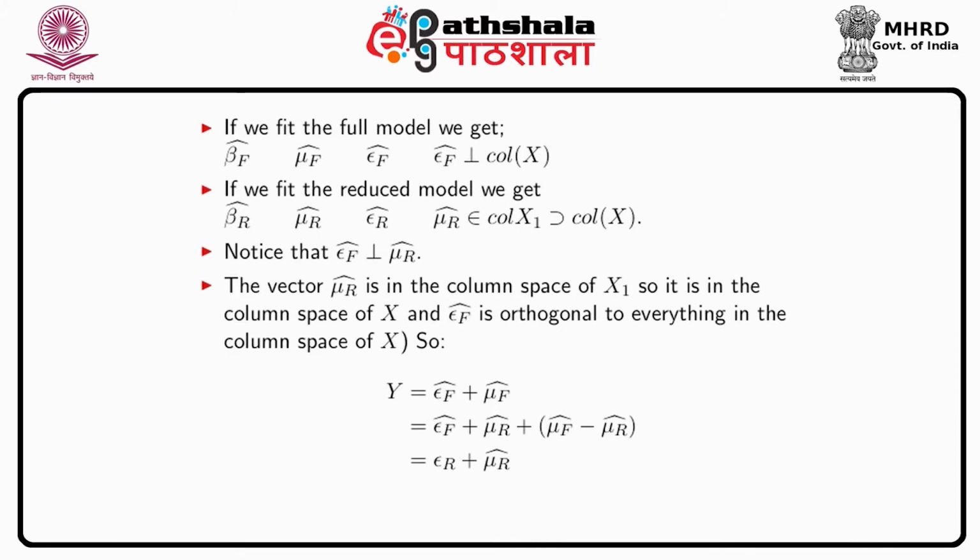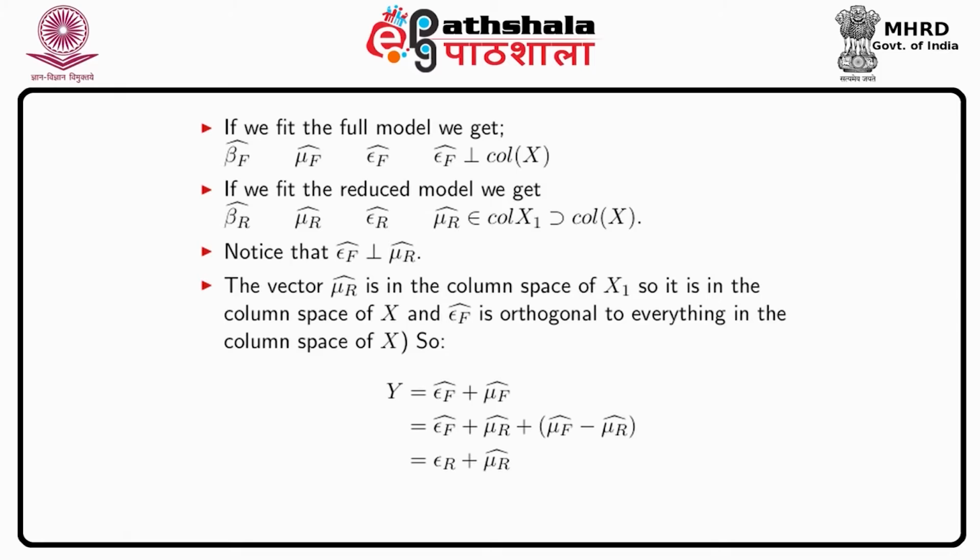If we fit the full model, we get the coefficients b f hat, mu f hat and epsilon f hat, where epsilon f hat is perpendicular to the column space of X. If we fit the reduced model, we get b r hat, mu r hat and epsilon r hat, where mu r hat belongs to the column space of x1, which is a subset of the column space of X, because x1 is nothing but a part of the bigger design matrix X. Now we notice that epsilon f hat, which is the error from the full model, is orthogonal to the mu r hat, which is the estimate of the mean values of y for the reduced model.